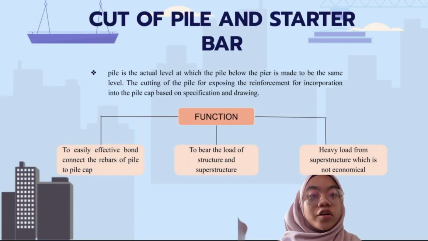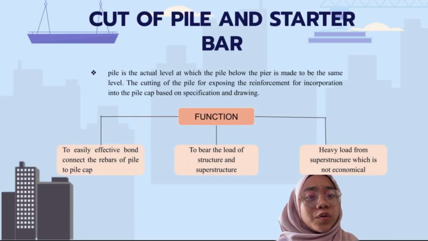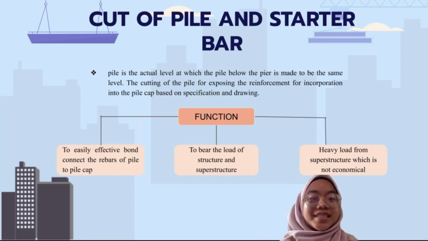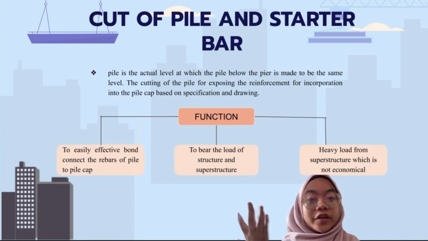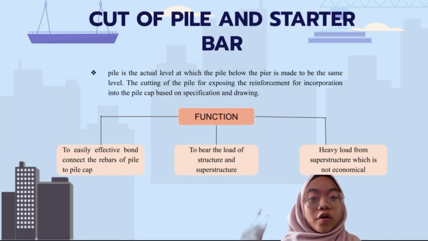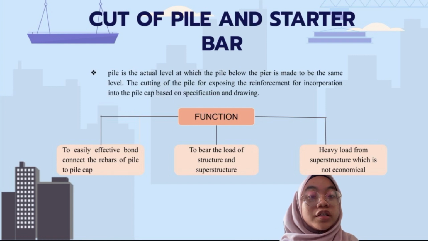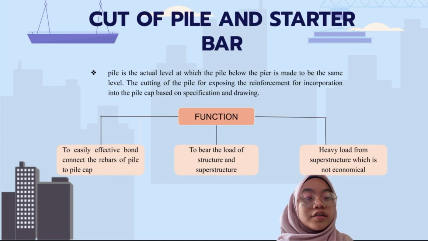Explain about cut of pile and starter bar. So what is cut pile? Cut pile is actually the level at which the pile below the pier is made to be at the same level. So it has three functions, which are to easily and effectively connect the reinforcement of the pile to the pile cap, and to bear the load of the structure and superstructure. And the third one is that a heavy load from the superstructure is not economical.